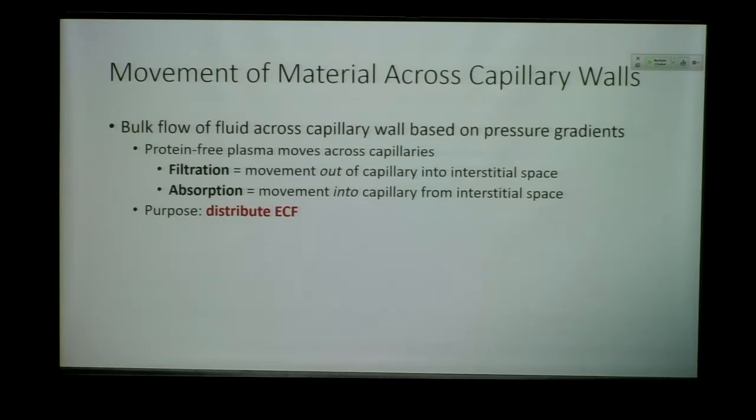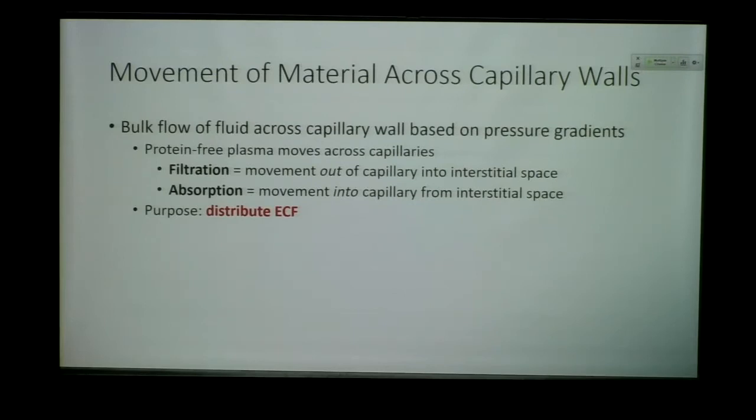Before we get into the details, let's talk about why this happens. So we talked about last semester our two extracellular fluid compartments, the interstitial space and the plasma. And the movement of fluid at this level happens in order to regulate or to balance those two fluid compartments out. Okay, think about it.